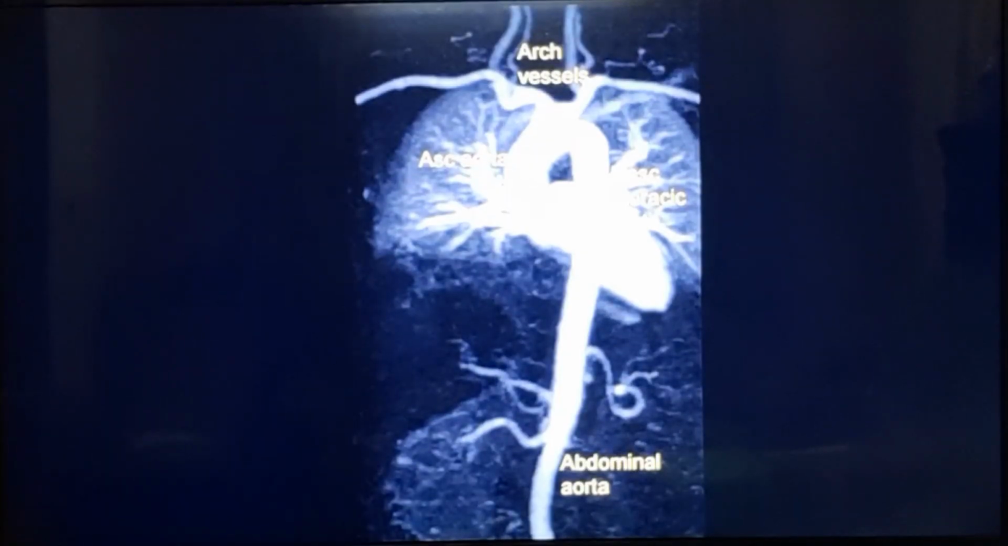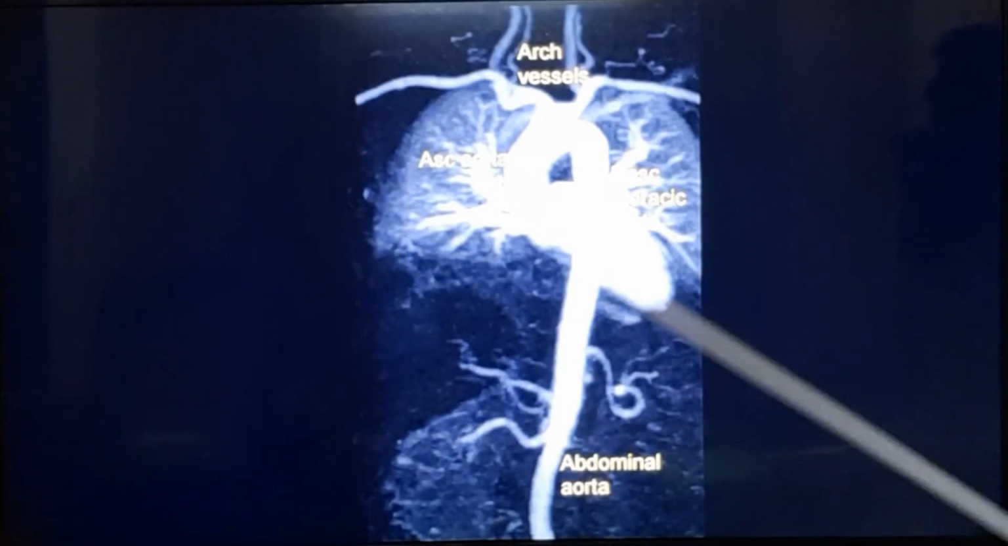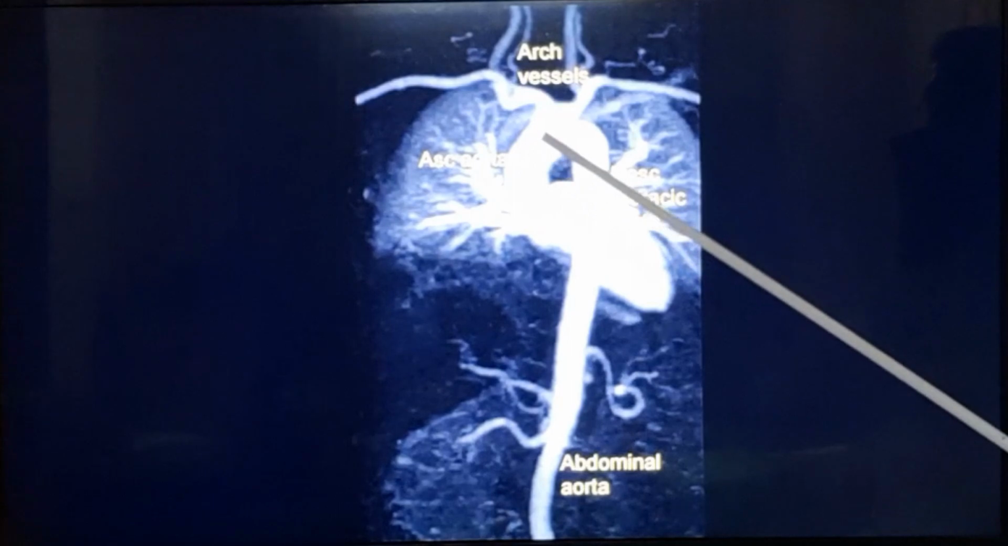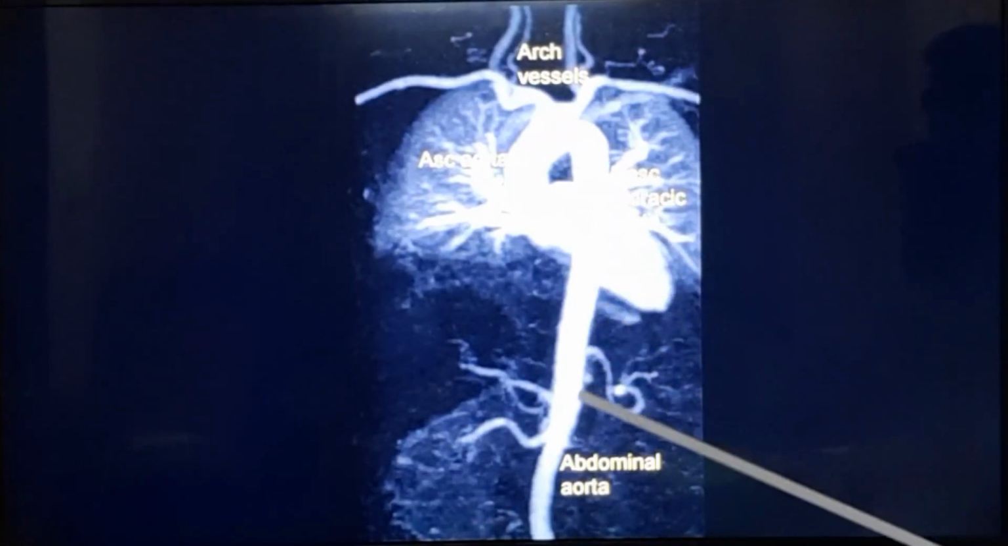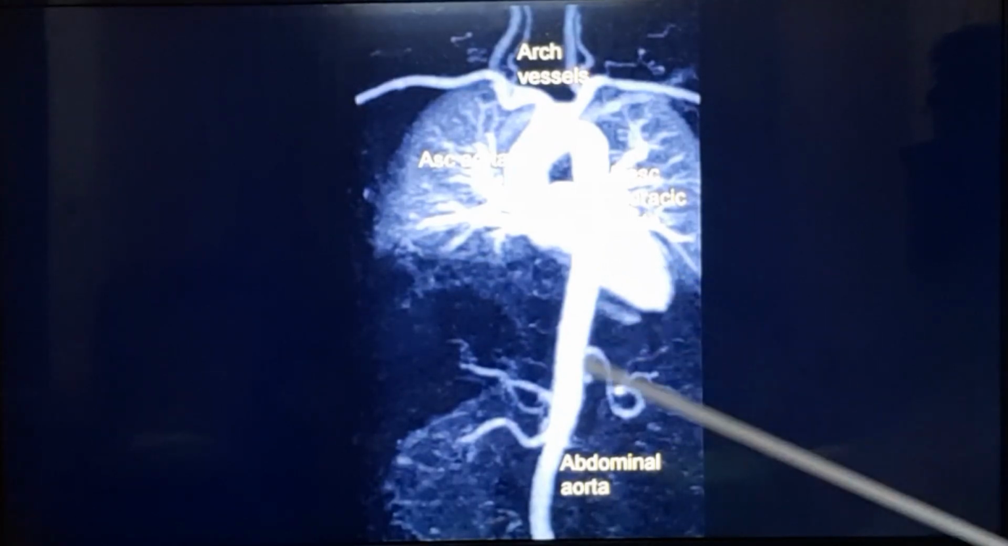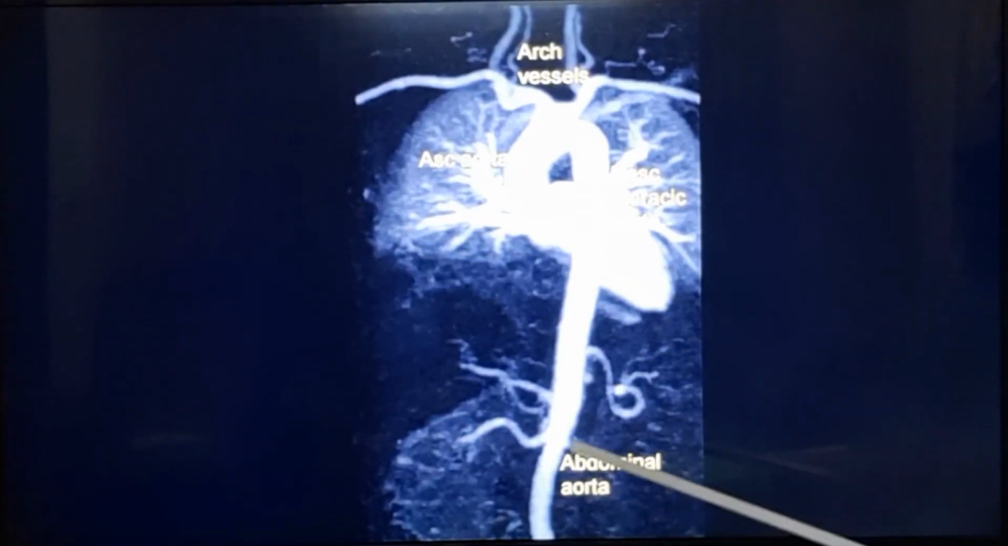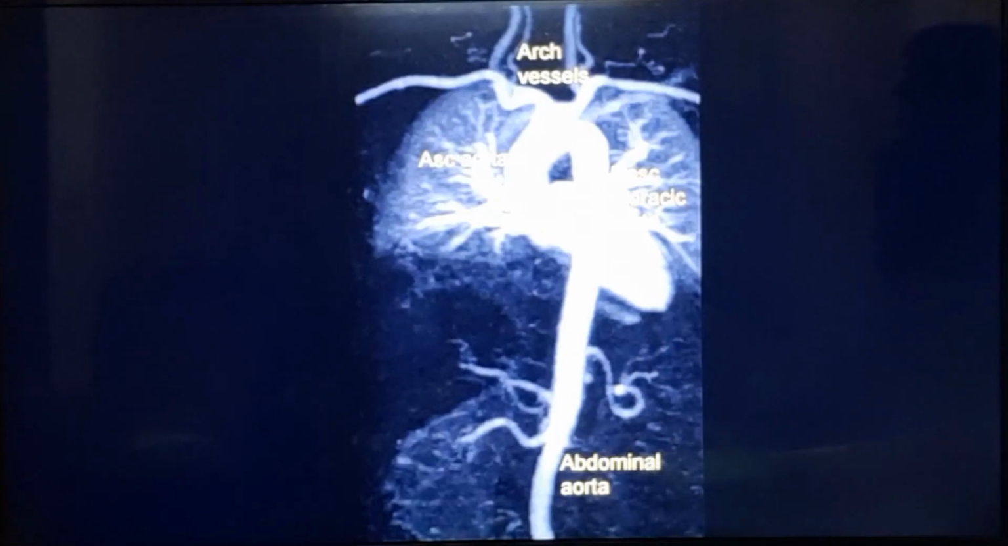This is an MR aortogram. You can see the entire extent of the aorta, starting from the ascending aorta, arch of aorta, descending aorta into the abdominal aorta. This is the descending thoracic aorta. This is the descending abdominal aorta. Major visceral branches are also seen here.